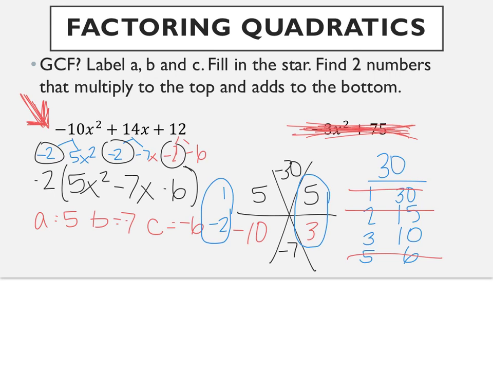So to rewrite my factors, I'm going to use the two sides that I circled plus my greatest common factor. So I started with a negative 2, and then I have 1x minus 2, and then 5x plus 3. So this is how we're going to factor using our star method.